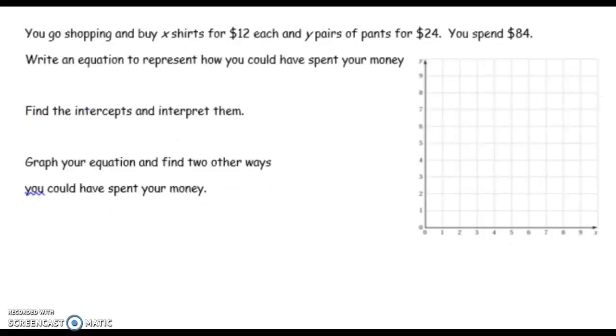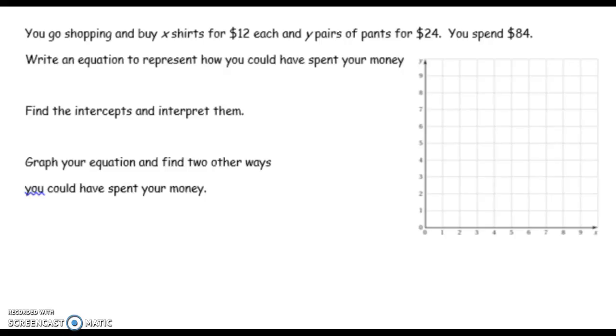So you are going to go shopping and you're going to buy X amount of t-shirts for $12 each. And you're going to buy Y amount of t-shirts or pairs of pants for $24 each. You're going to spend $84. First thing you need to do is to write an equation. Standard form is often used for writing equations.